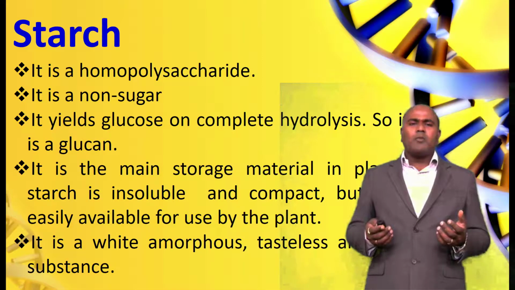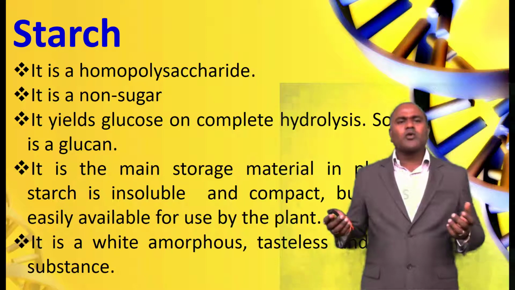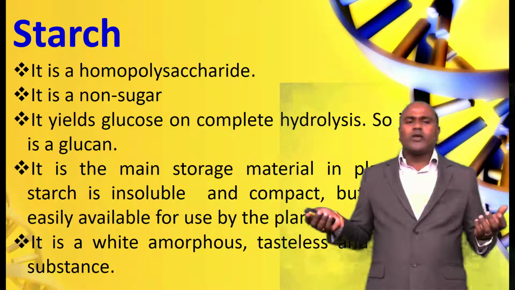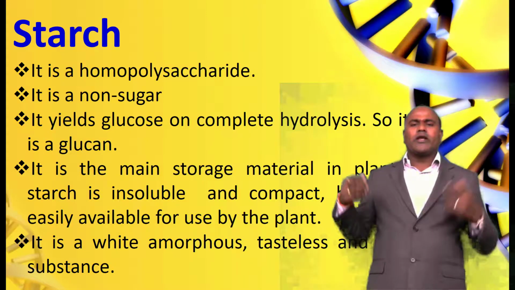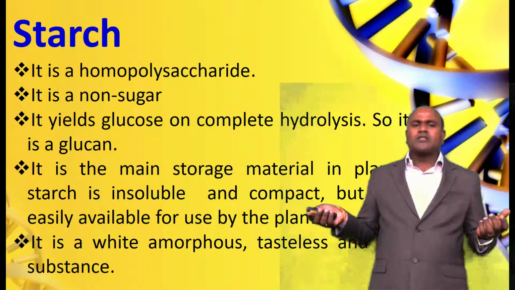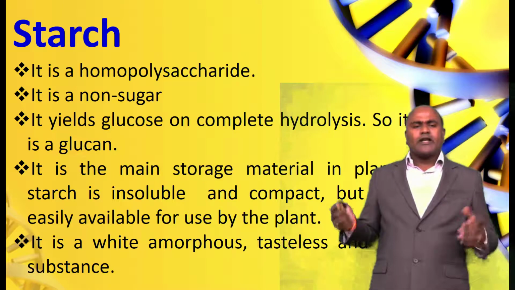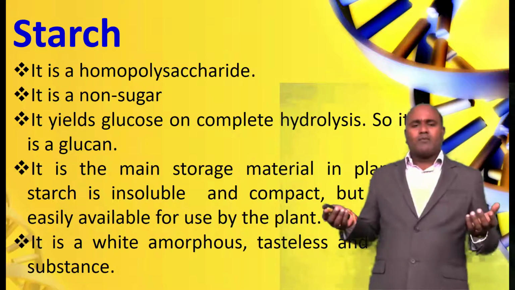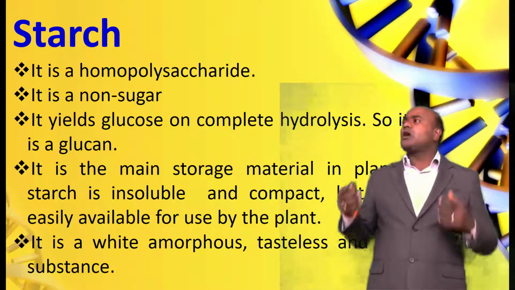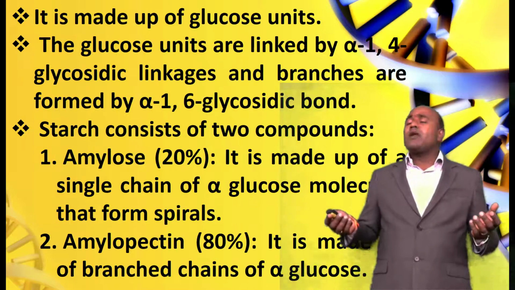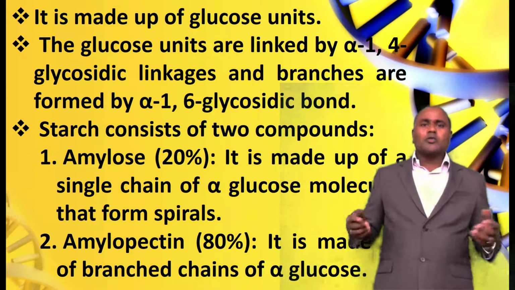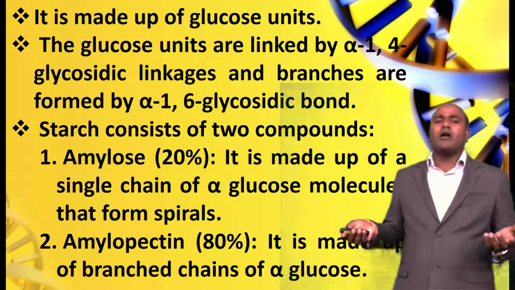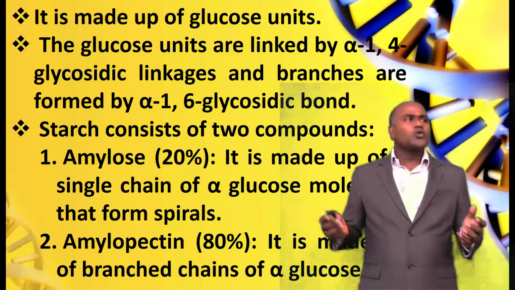Starch is a homopolysaccharide. It is a non-sugar molecule. It yields glucose on complete hydrolysis, so it is a glucan. It is the main storage material in plants. Starch is insoluble and is easily available for use by the plant. It is a white, amorphous, tasteless and soft substance made up of glucose units. The glucose units are linked by alpha 1,4 or alpha 1,6 glycosidic bonds. Starch consists of two molecules.